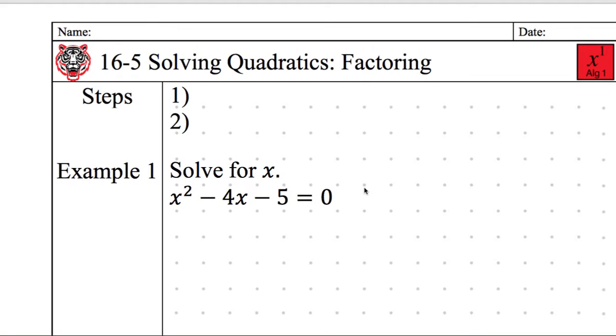Alright, so we are here in Algebra 1. We are on lesson 16-5 today. Today's date is Friday, April 26, 2019. Put your name and date on your papers right now.